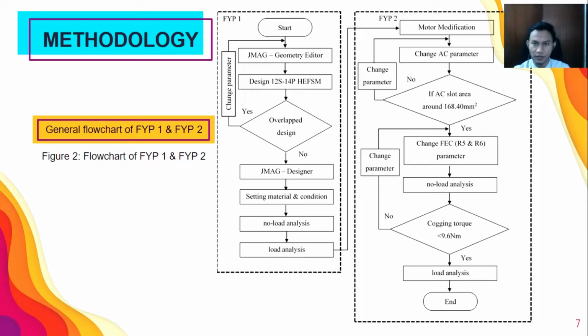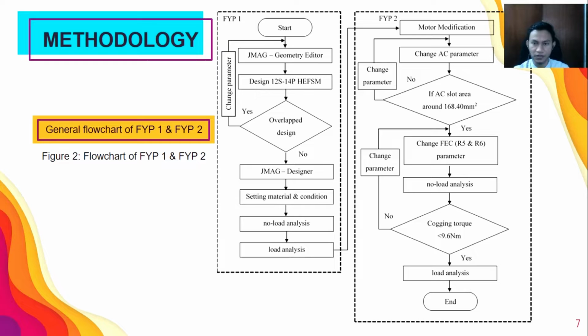Basically in FYP2, we need to modify the motor, which is we need to change the AC parameter, which is the armature coil. If the AC slot area is not around 168.40 mm square, we need to change the AC parameter. If the slot area is around 168.40 mm square, we proceed to change the parameter of the FEC, which is R5 and R6.